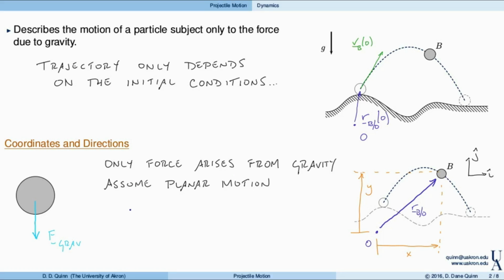Expressing that position vector in terms of the coordinates, we find that the position of B with respect to O, again, this is a function of time because the ball moves through space and the position vector changes, can be written as x of t in the I direction plus y of t in the j direction. Here we're able to relate the measurements that we make, the coordinates, to the position vector in terms of the directions that we've defined, namely I and j.